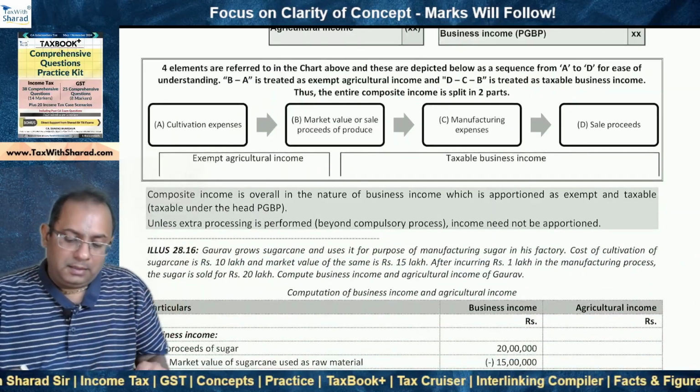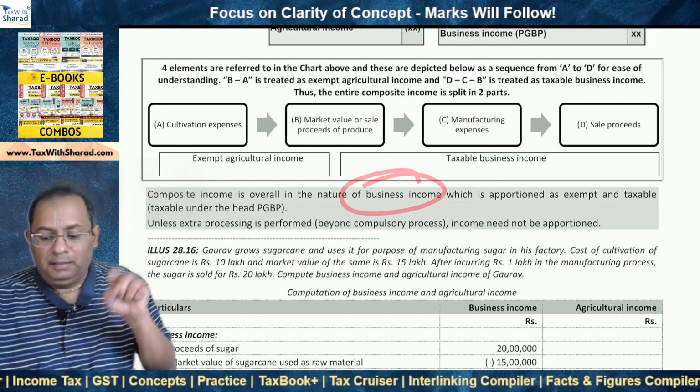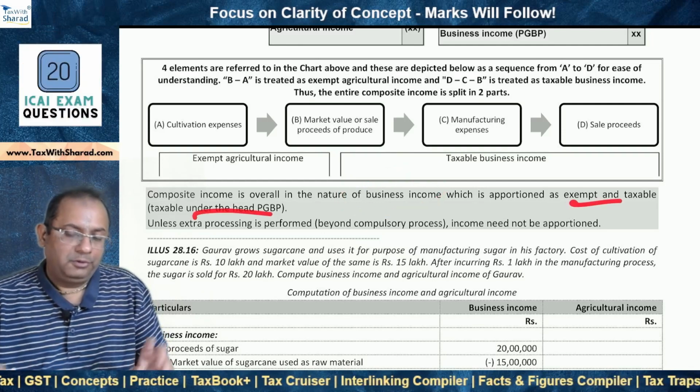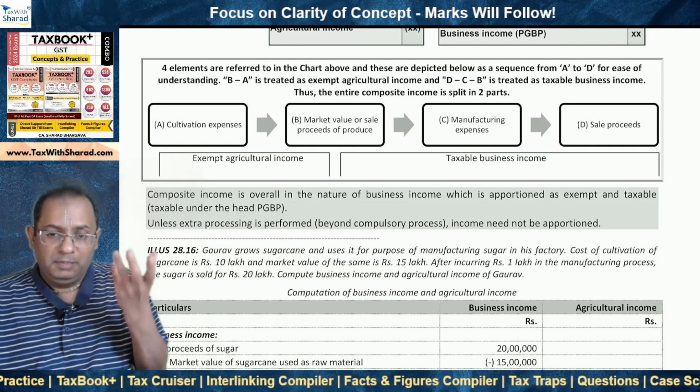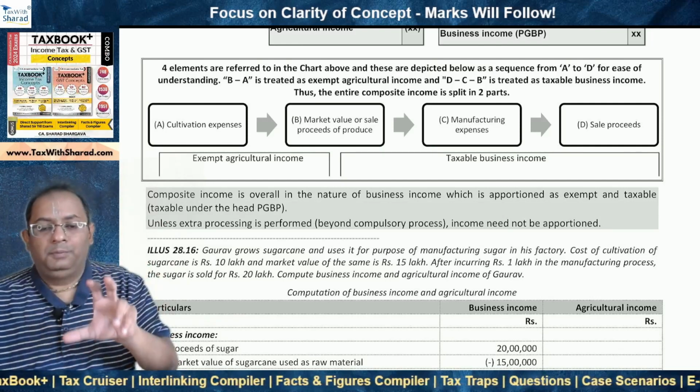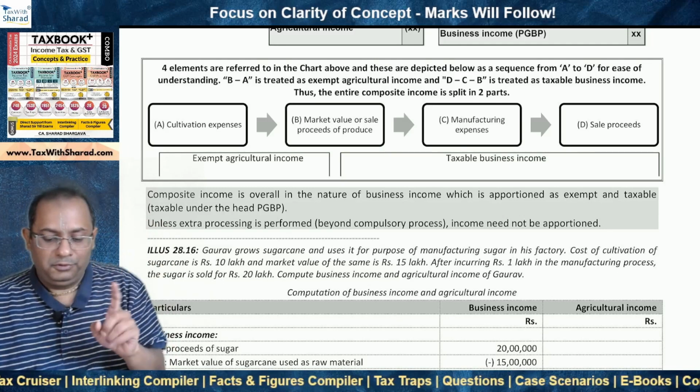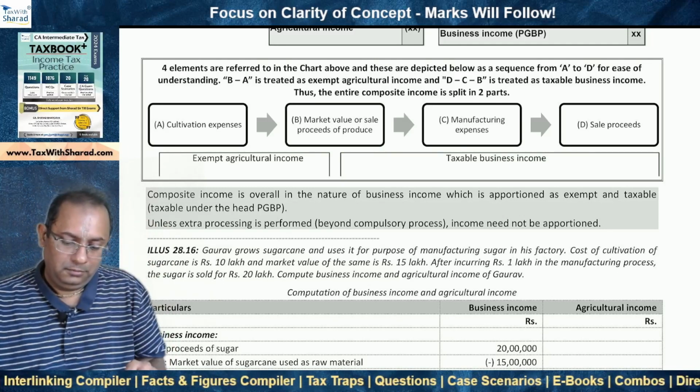Composite income, as we discussed, is overall in the nature of business income, but then it is apportioned as exempt and taxable portions. This is what you need to be clear. Since it's a business for the farmer, it's business income, right? That needs to be apportioned as exempt portion and the taxable portion. You need to be clear on this particular point.